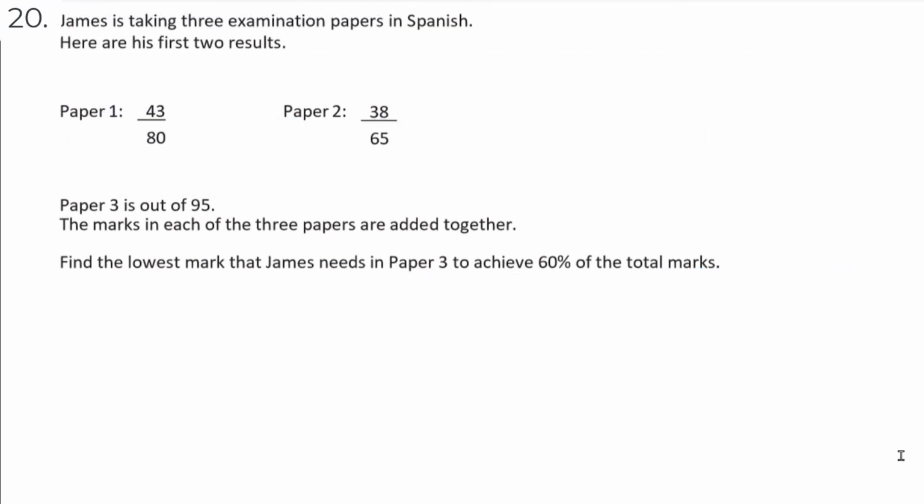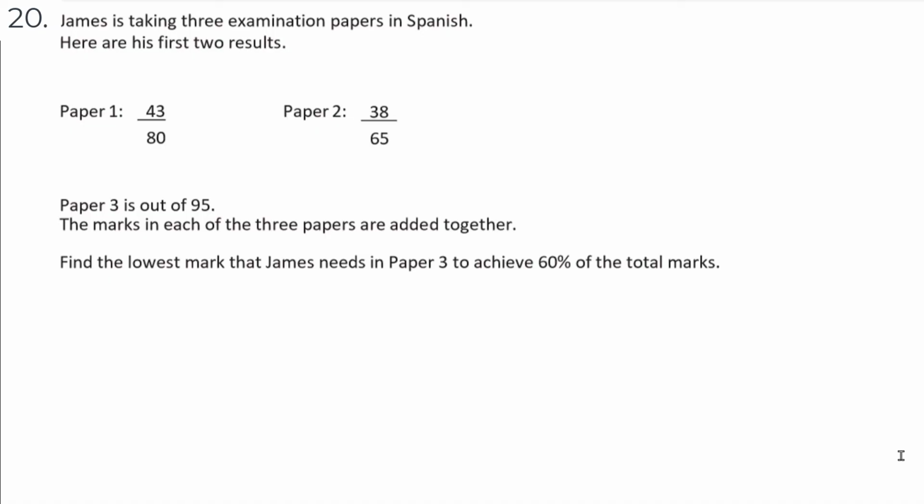James has taken 3 examination papers in Spanish. Here are his first 2 results. So in paper 1 he got 43 out of 80. In paper 2 he got 38 out of 65. Paper 3 is out of 95. The marks in each of the 3 papers are added together. Find the lowest mark that James needs in paper 3 to achieve 60% of the total marks.